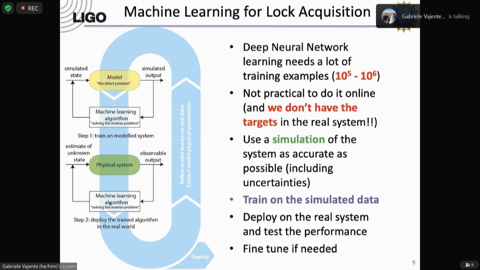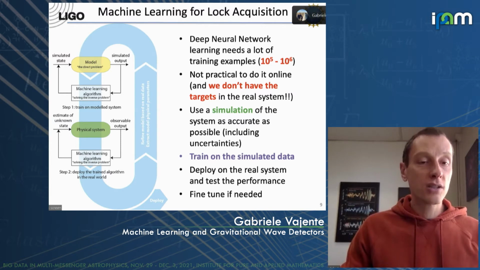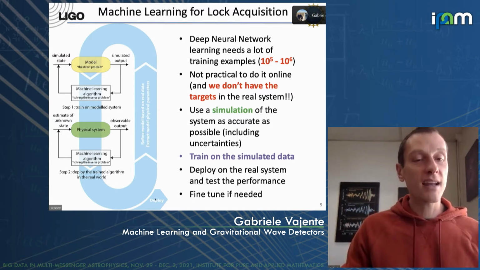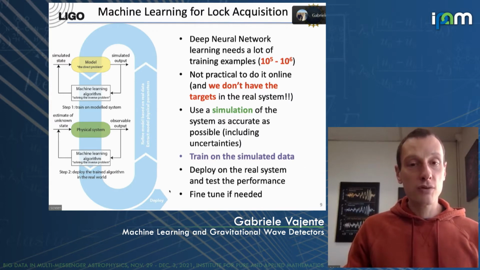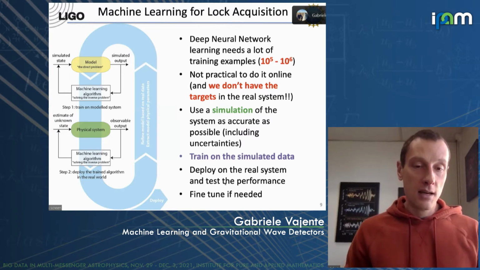And if you want, once you have this, you can iterate and then improve the model by just going around this circle. And then when you're happy enough, you could deploy. So this is an idea of using as much knowledge as we have of the model, and then see how much we can learn, how good the machine learning algorithm is on the simulated data.